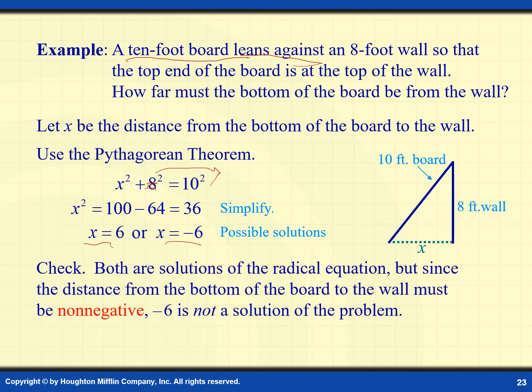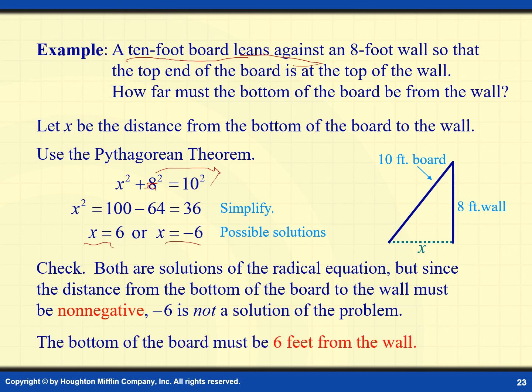Possible, let's check. Both are a solution of the radical equation, but since the distance from the bottom of the board to the wall must be non-negative, lagi niyong tatandaan, pag distance, walang negative. So, ang i-consider lang natin ay positive 6. So, ang distance from the bottom of the board to the wall must be positive 6. So, ito po ay positive 6.